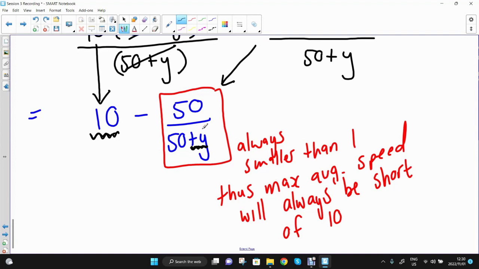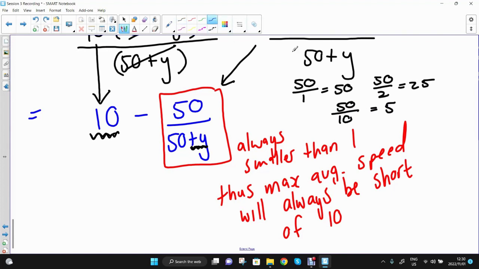We don't know how fast we are going, but we know we are going faster than usual. So, to explain this, I'm going to use an example. If I take 50 and I divide it by 1, my answer is going to stay 50. If I take 50 and I divide it by 2, my answer is going to be 25. If I take 50 and I divide it by, let's say, 10, my answer is going to be 5.